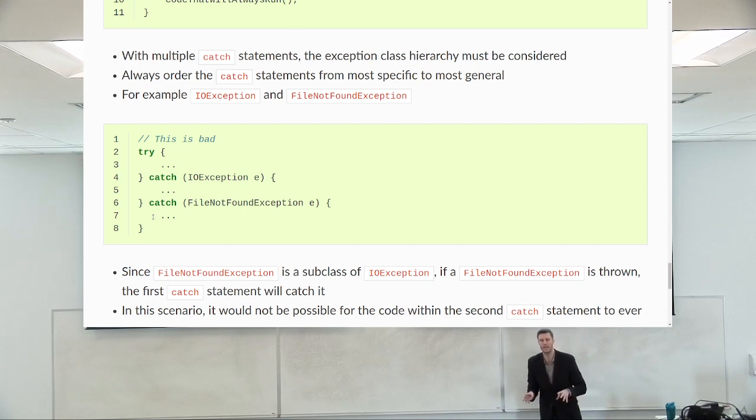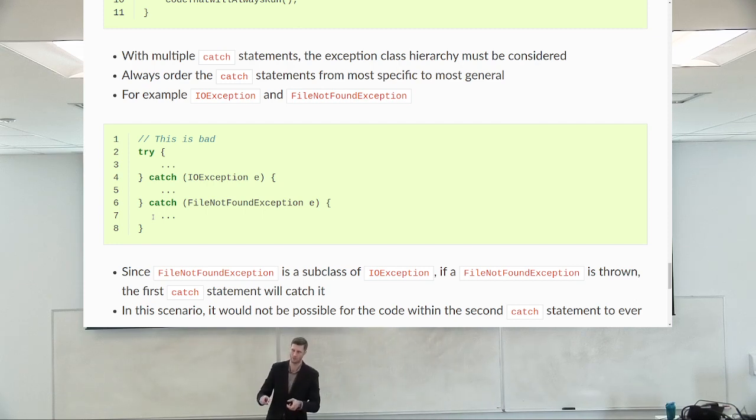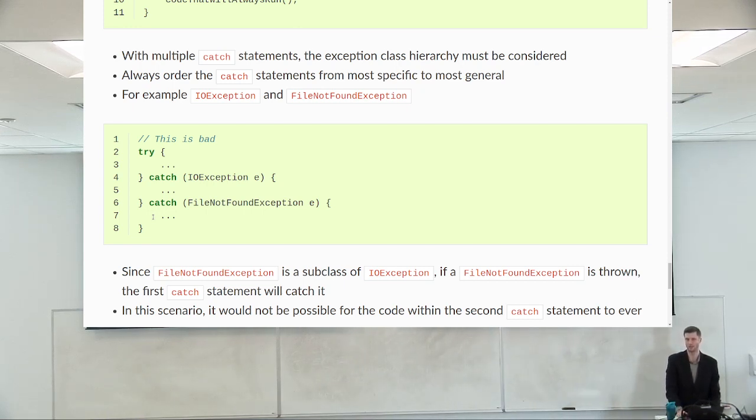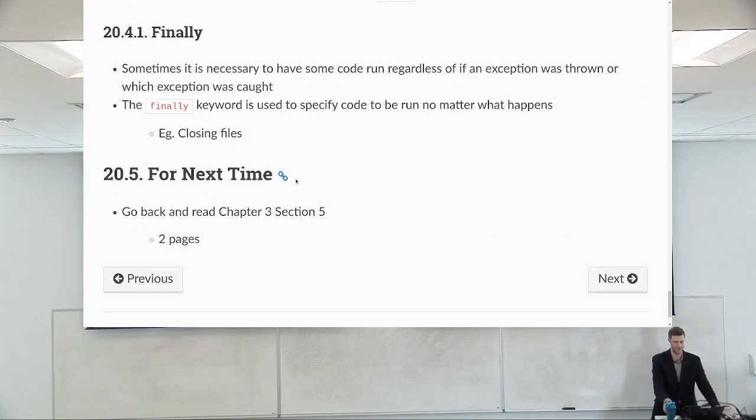The solution here is to always start your exceptions with the most specific type, to the most general type at the bottom. The solution here is to just flip the order. If it sees a FileNotFoundException, it'll deal with it. If it's not a FileNotFoundException, it'll go to the IOException. So just be mindful of the order that you're catching them in, because it matters. Is that clear? And then finally, sometimes you want some code to run regardless of the exception type that was thrown.